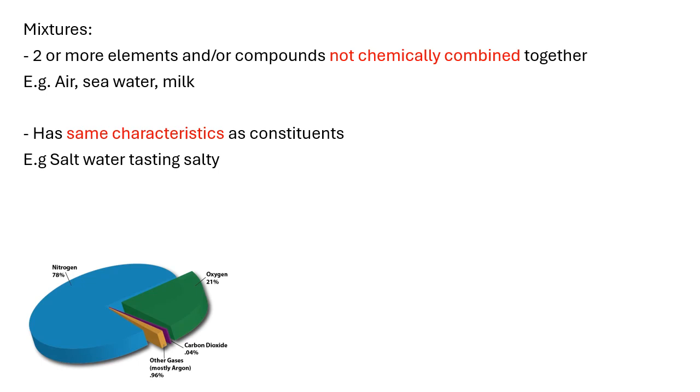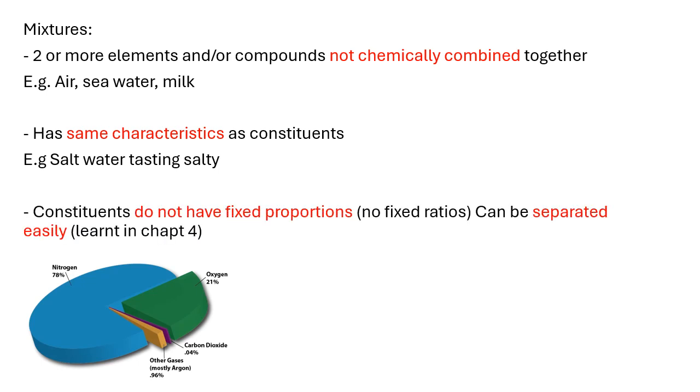Salt water has a property of tasting salty, right? And salt also tastes salty. So when you mix salt and water, you become salt water. This means that the mixture of salt water has the same characteristics as its constituents such as salt, both tasting salty.